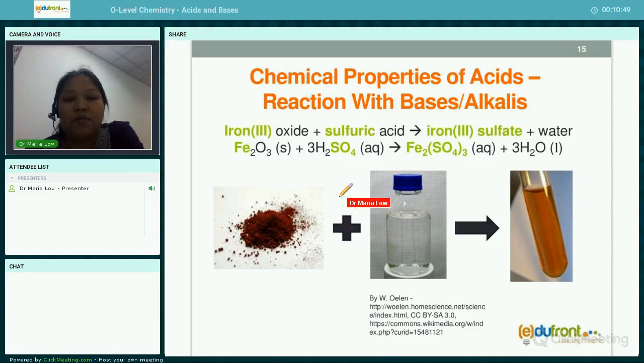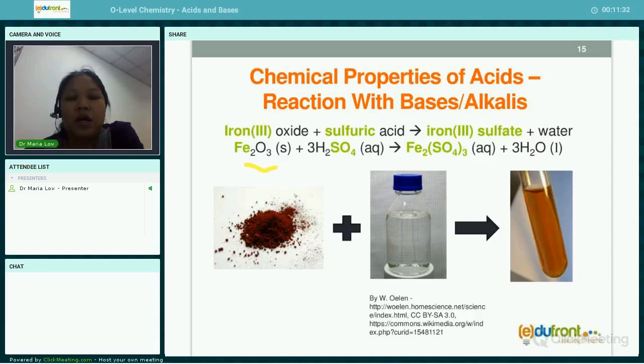In this particular example, we are reacting a base instead of an alkali with acid. This base is iron(III) oxide, reacting with sulfuric acid giving you iron(III) sulfate and water. In this case, iron(III) oxide is not an alkali, it's called a base because it is not aqueous in nature, it's insoluble. If it's insoluble, we call it a base, and if it's soluble, we give it the name alkali. We'll take a look at this naming in greater detail when we talk about alkalis later. But just bear in mind, iron(III) oxide is a base.